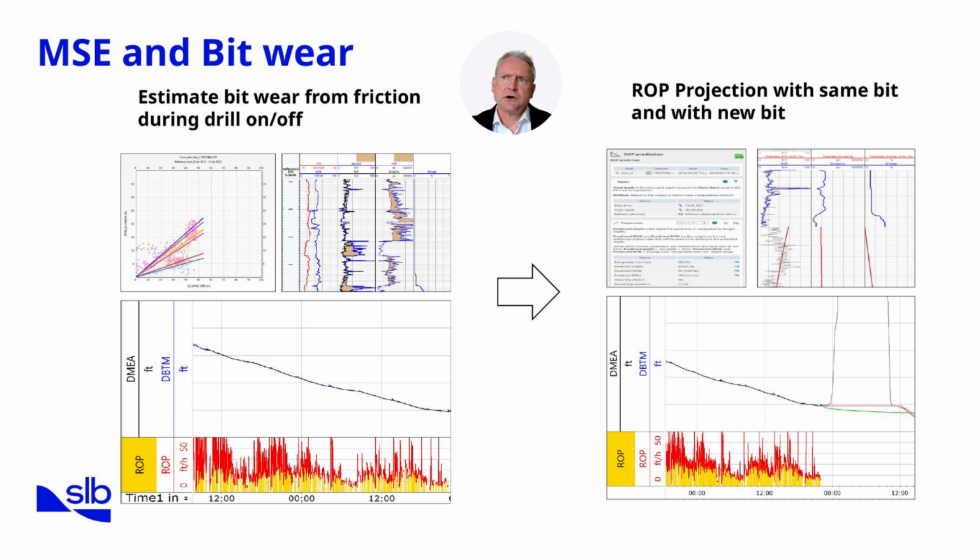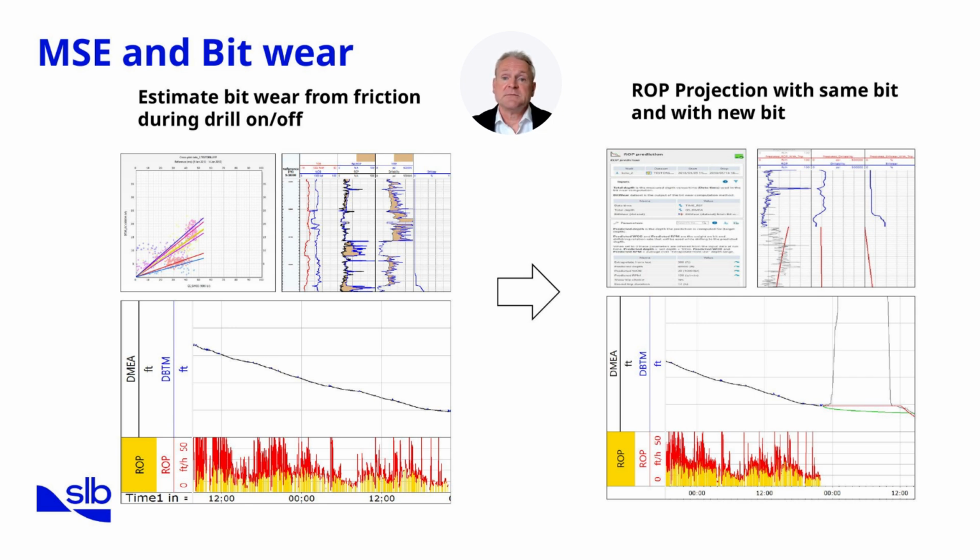On the left, the chart compares ROP projections with the same bit versus those with a new bit. The last curve on the log is the computed bit wear. This trends up significantly at the end, which demonstrates higher energy demand for lower penetration. On the right, MSE values are cross-checked with bit friction coefficient, providing further confirmation of wear, but this time the confirmation leads to a decision to change the bit.